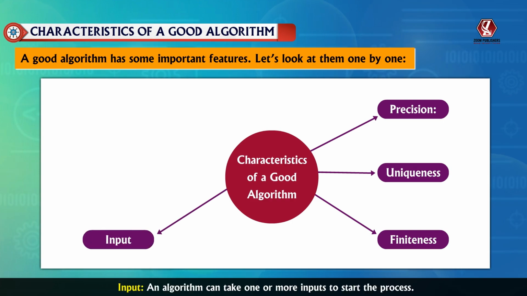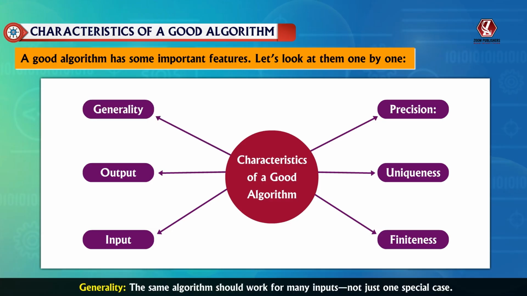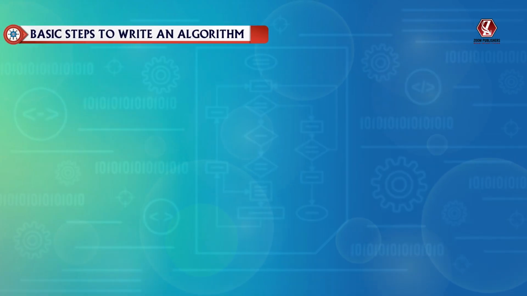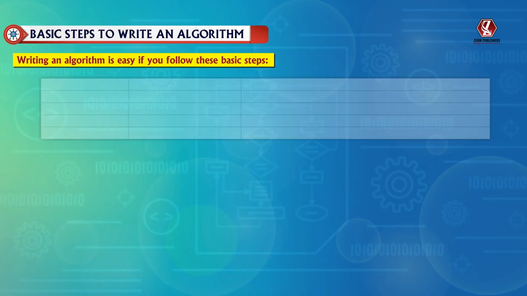Input. An algorithm can take one or more inputs to start the process. Output. It must produce at least one output as the final answer. Generality. The same algorithm should work for many inputs, not just one special case. Basic steps to write an algorithm. Writing an algorithm is easy if you follow these basic steps.